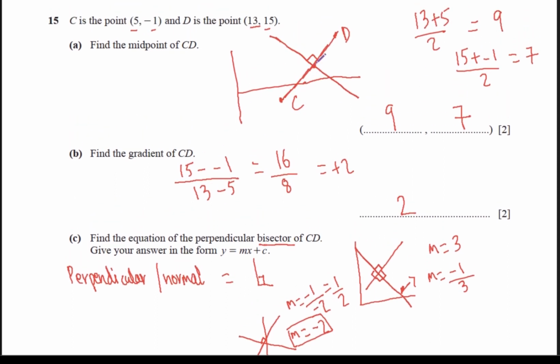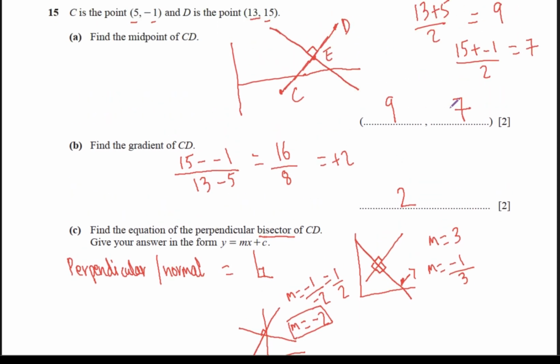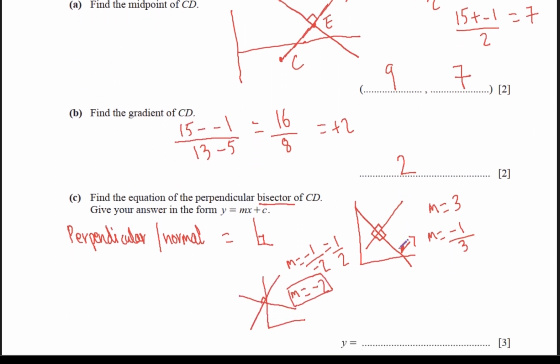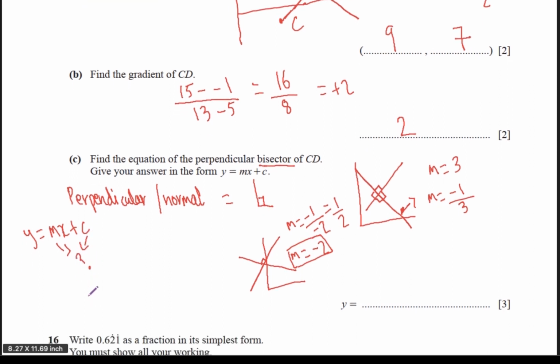We now know the coordinates of this point. Let's call this point E. And we know E is 9 and 7. We also know the gradient of CD, which is 2. So the equation of the perpendicular bisector is y is equal to mx plus c. We need to find m, and we need to find c. Well, we know m is -1 divided by 2. So we'll have y is equal to -1 divided by 2 x plus c.